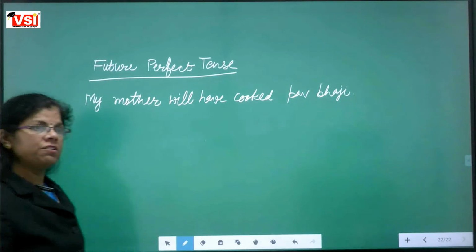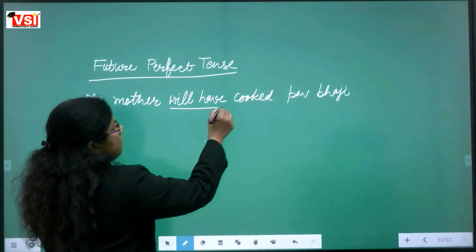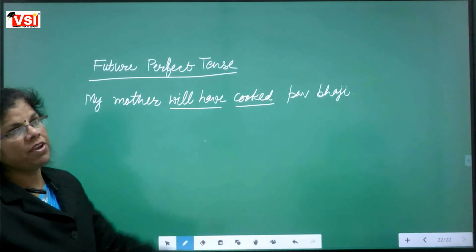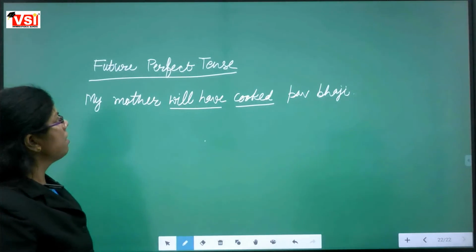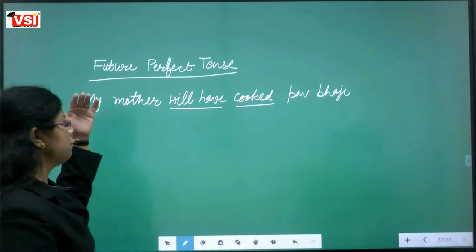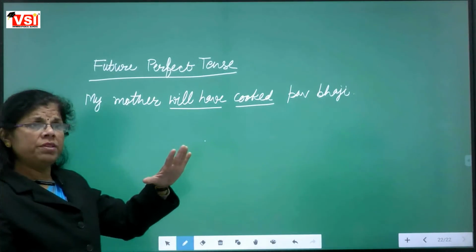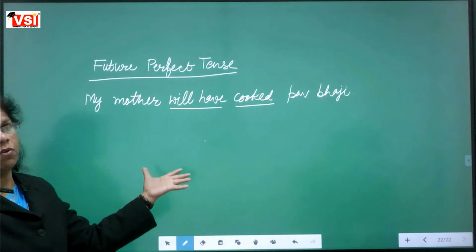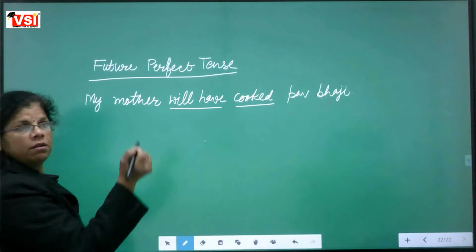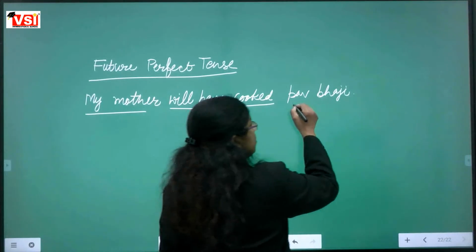How can we identify it? In future perfect tense we use will have plus third form. Will plus have plus third form. That is the identification of future perfect tense. And here will have plus third form is already used in the sentence, so it means this is a sentence of future perfect tense. Now again those 5 basic rules we have to follow to change it into passive voice. First, identify the subject and the object. My mother is the subject and pav bhaji is the object.